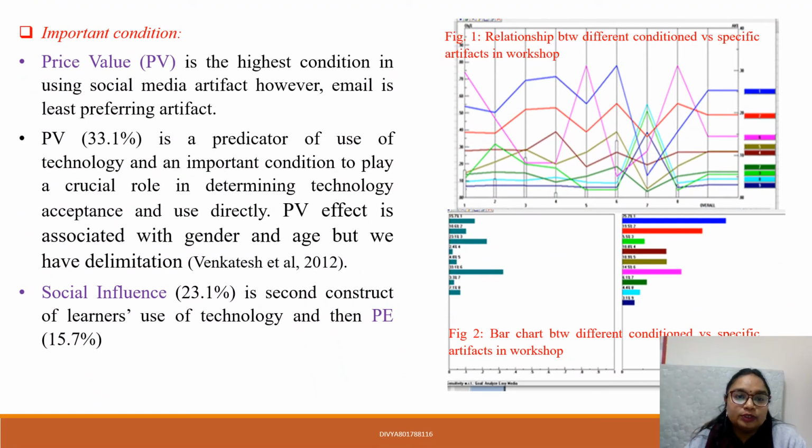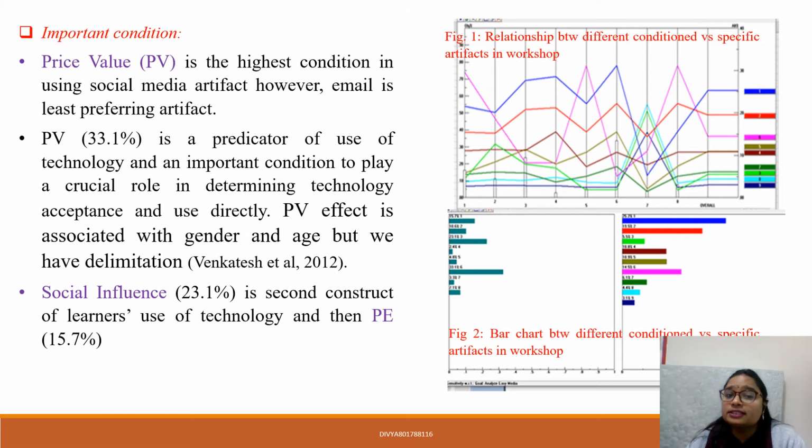The next one is an important condition. Here we can see the price value is the highest condition in using the social media artifact, and price value is a predictor of the use of technology, an important condition that plays a crucial role in determining technology acceptance and use directly.